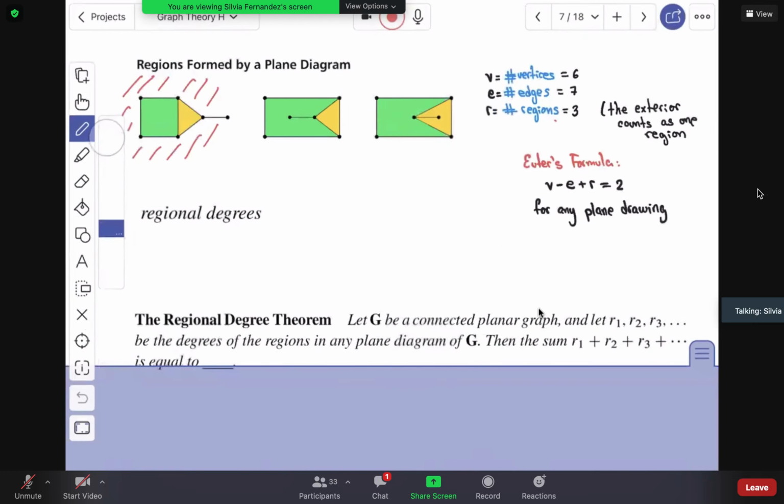Yeah, go ahead. Who was it, Sean? Oh, I just want to make sure, are regions basically any shape, like a triangle or square? They don't have to be regular polygons or anything. Give me 1 second. Let me just write that regions are only for plane drawings.